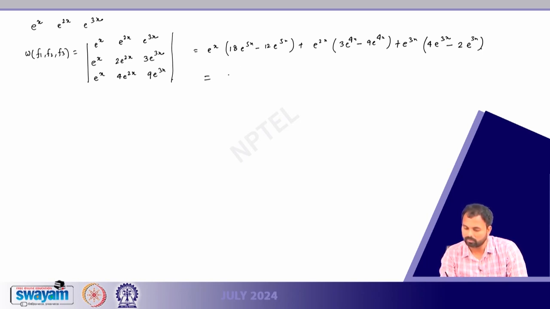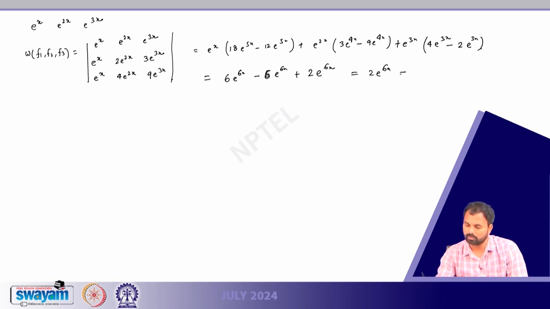So from here we'll have 6 e to the power 6x minus, from here it will become minus of 5, minus 5, minus 6 e to the power 6x plus 2 e to the power 6x. So this will come out to be 2 e to the power 6x.